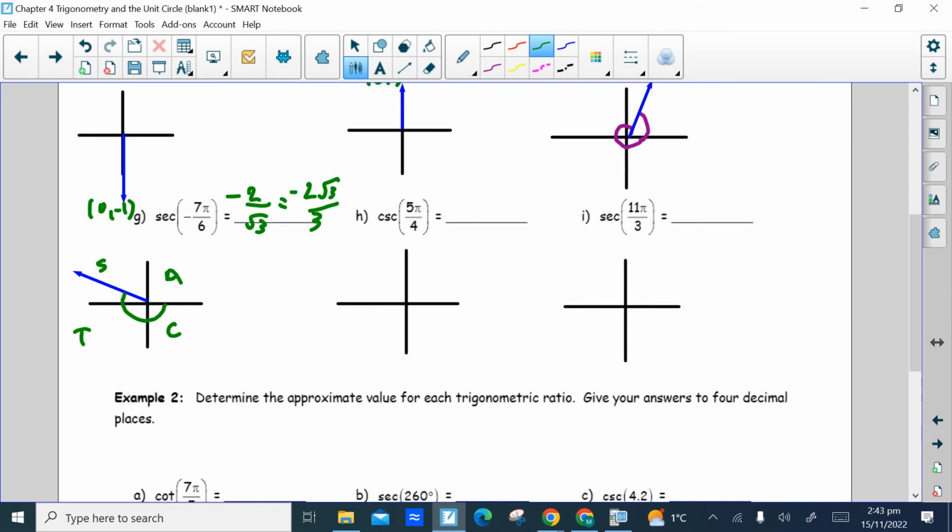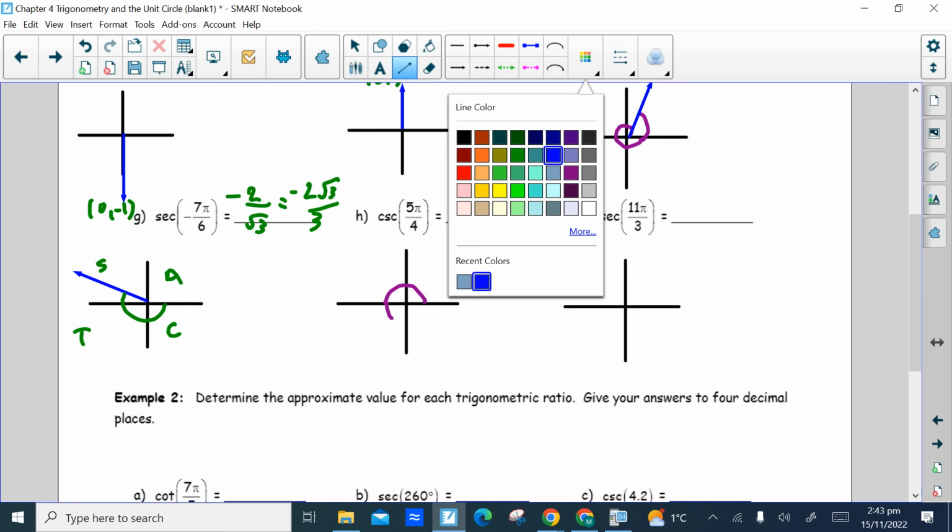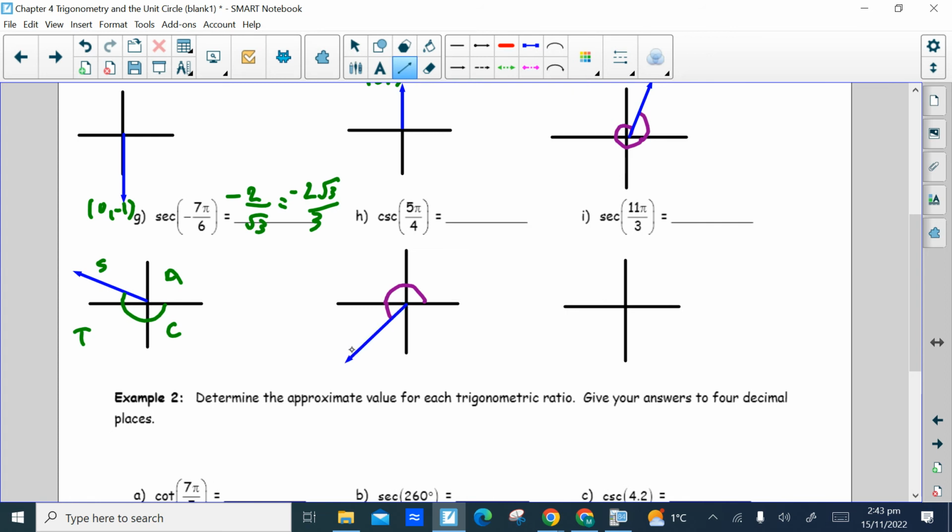Next, the cosecant of positive 5 pi on 4. So that means we're going around the circle in a counterclockwise direction. Halfway around would be 4 pi on 4s. One more pi on 4 takes us to 5 pi on 4. Our CAST rule tells us that this is the T quadrant. So only tan and cotan will be positive, cosecant will be negative.